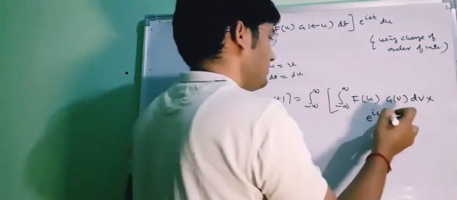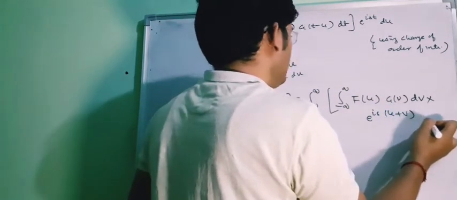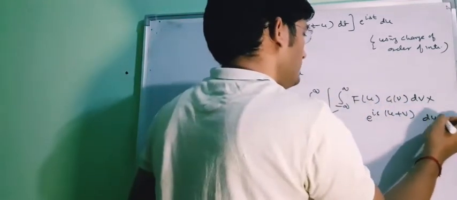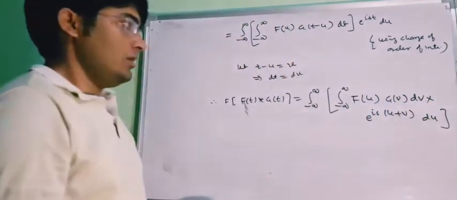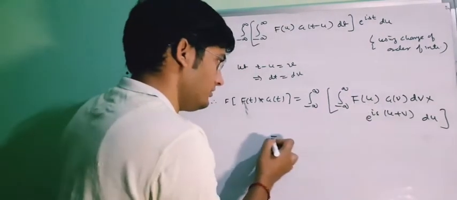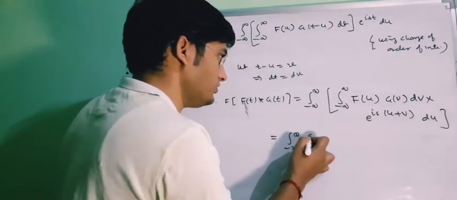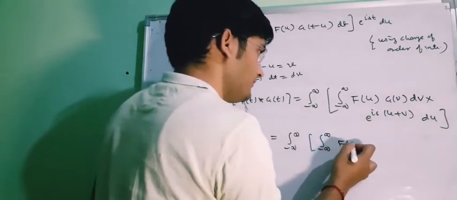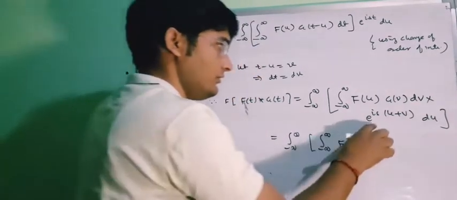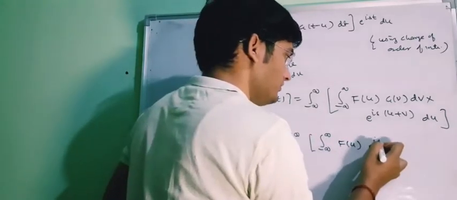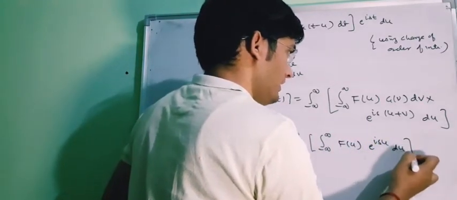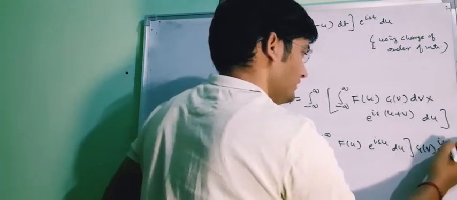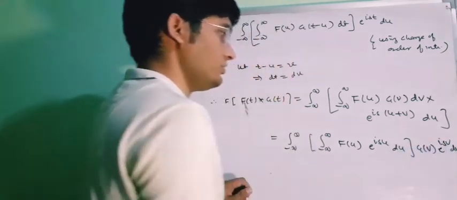Now in place of t we will have u plus v, and then dt is du dv. So this will be du. Now we can break it as minus infinity to infinity, then minus infinity to infinity f(u) e^{isu} du, and at the outside we will have g(v) e^{isv} dv.